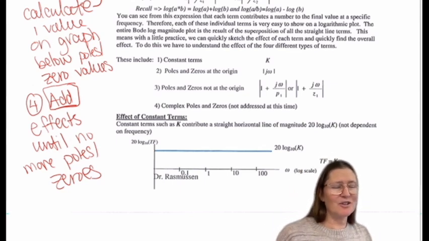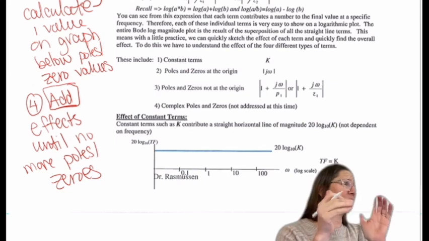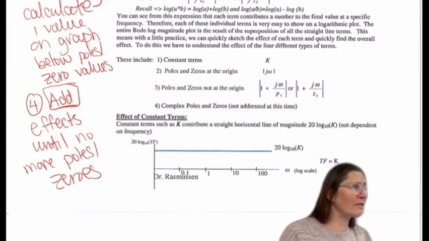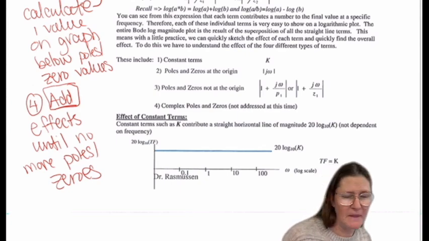Gotcha. There are situations where, if your poles and zeros are really close together, it's hard to gauge what exactly is going on. But if they're far enough apart, then it's really easy to use this straight line approximation.